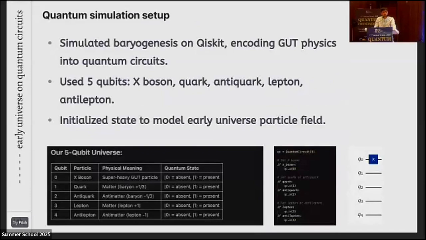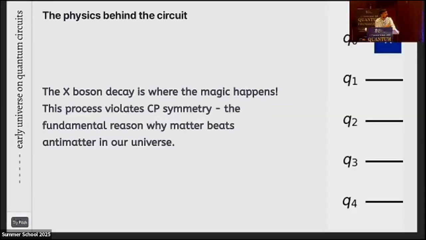So here is my setup for the experimentation. I have mapped the particles to the quantum circuit, and there at the first qubit you can see the X boson, followed by the quark at the second qubit, and anti-quark at the third qubit, then lepton and anti-lepton. And after that, the main thing is that the magic happens at qubit 1, where the X boson decay creates a CP violation, which creates the asymmetry.